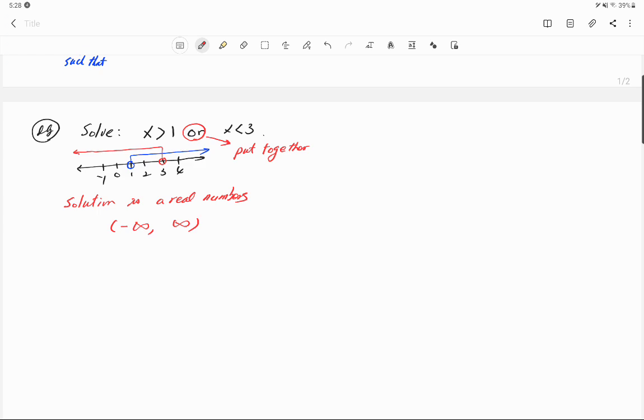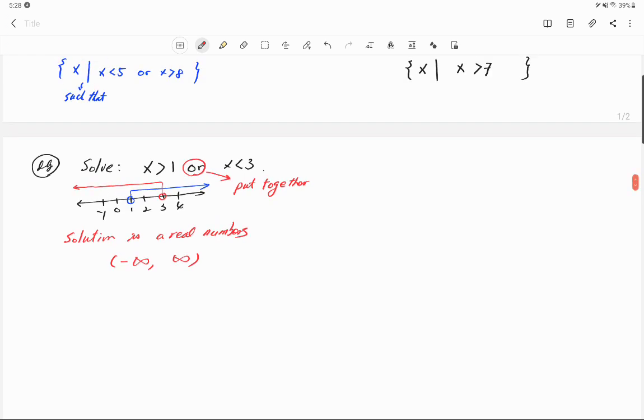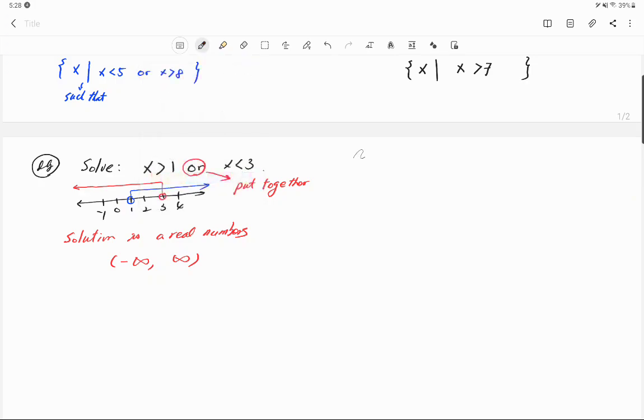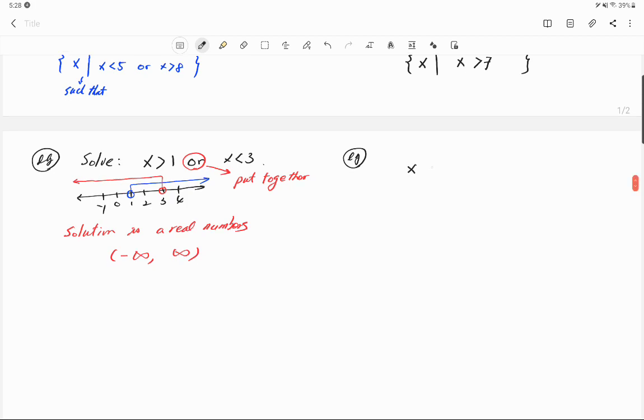Okay, can you see what the difference is? How about another one? Let me make another example. I want to solve this: x is less than 1, and let's use "and", x is greater than 3.